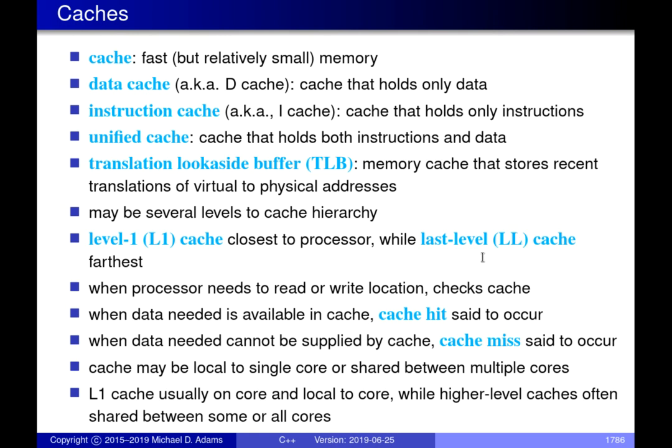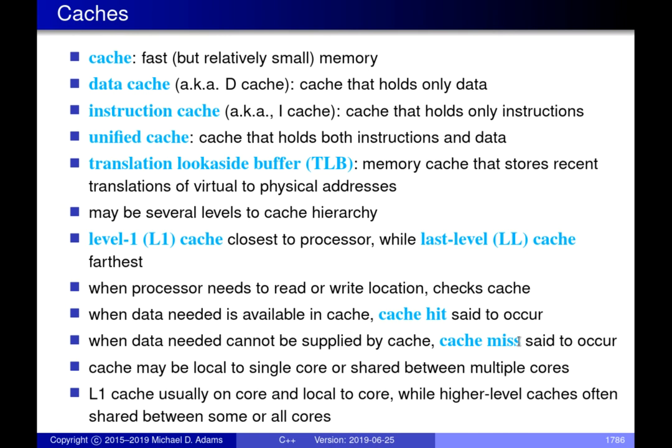And the basic idea with a cache is if the processor needs to read or write a location in memory, it first checks the cache. And if the data is in the cache, it just returns the data from the cache. This is called a cache hit. If the data is not in the cache, then you encounter what's called a cache miss, in which case the system's going to have to go out to the next level in the memory hierarchy to get the data that it needs to access.